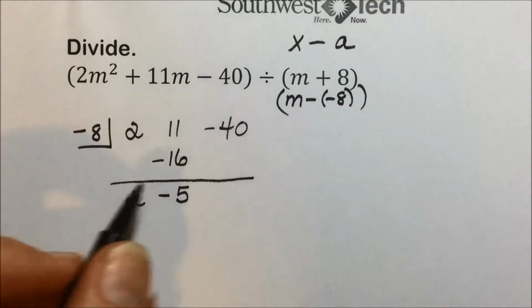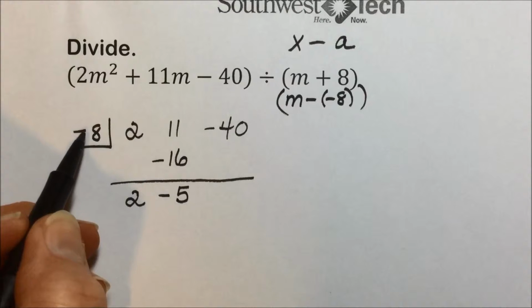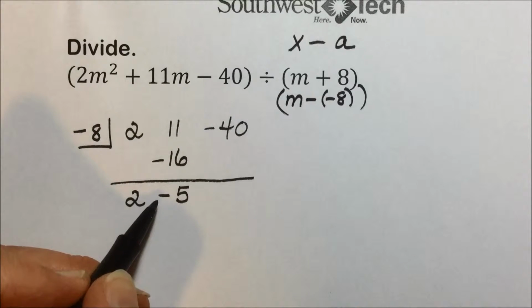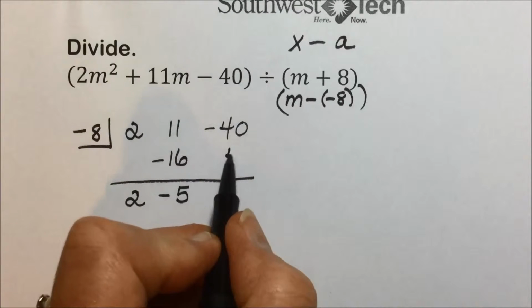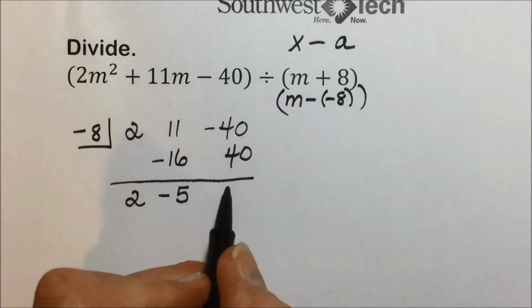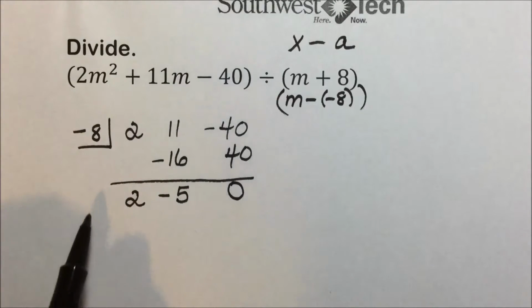We then repeat the process of multiplying that quantity by our a value. A negative times a negative is a positive. 8 times 5 is 40, and place it underneath the next term. We then add negative 40 plus 40 is 0.